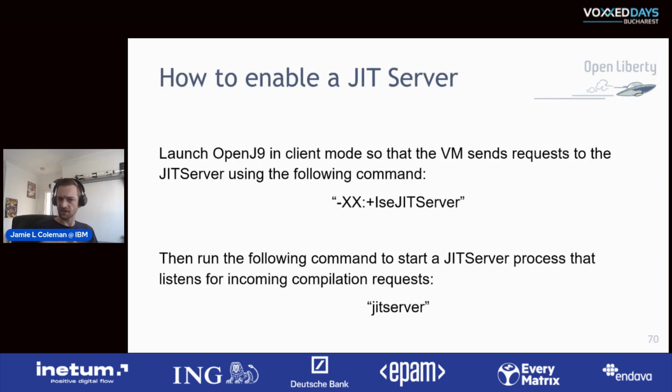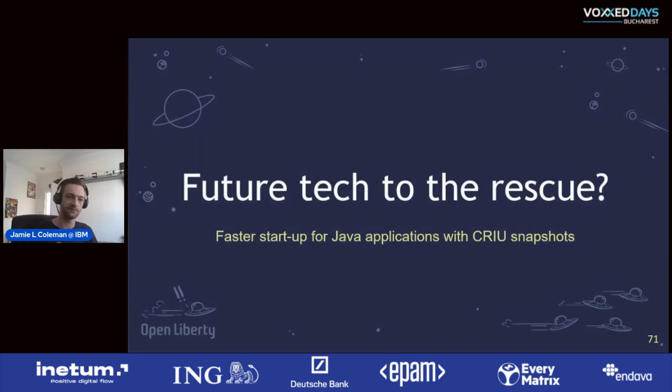So very simple to enable. With just one command line, you enable the JIT in client mode, so it sends the compilation to the JIT server, and then with another one, you just start the JIT server process. So very simple to get started with.